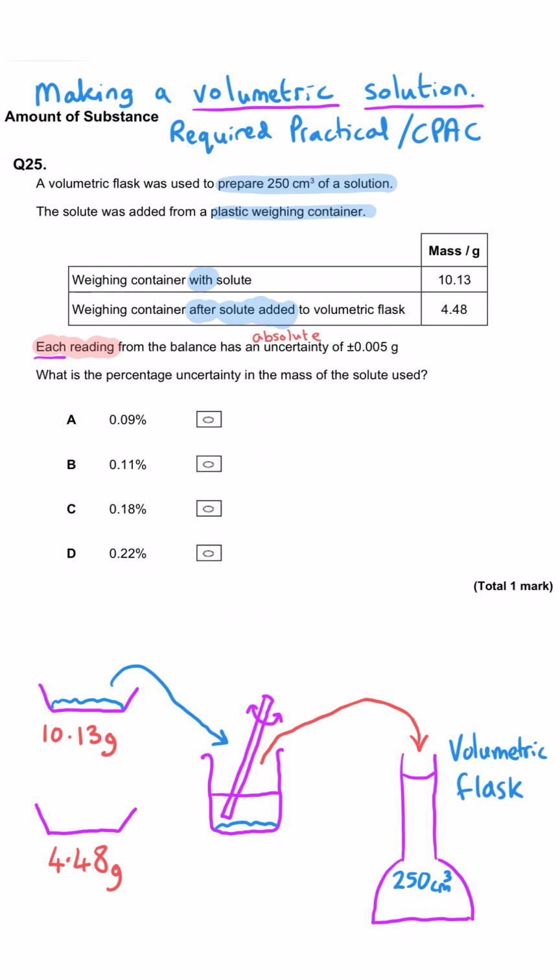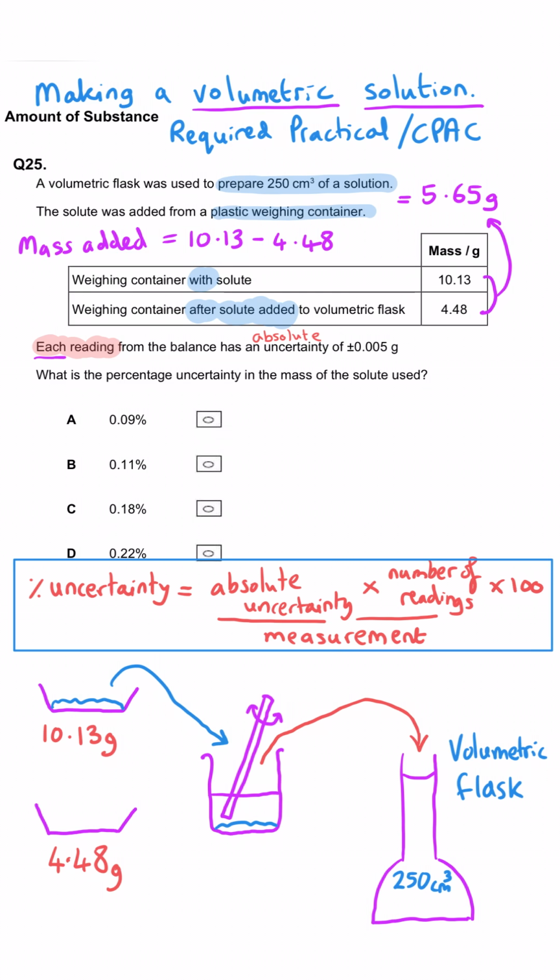And so the first thing that we need to do is work out what mass of solute we've added from that weighing container. And that gives us 5.65 grams when we look at the difference between those two masses. And then to calculate the percentage uncertainty, we need to take the absolute uncertainty, multiply it by the number of times we take a reading, and then divide it by our measurement and multiply it by 100.